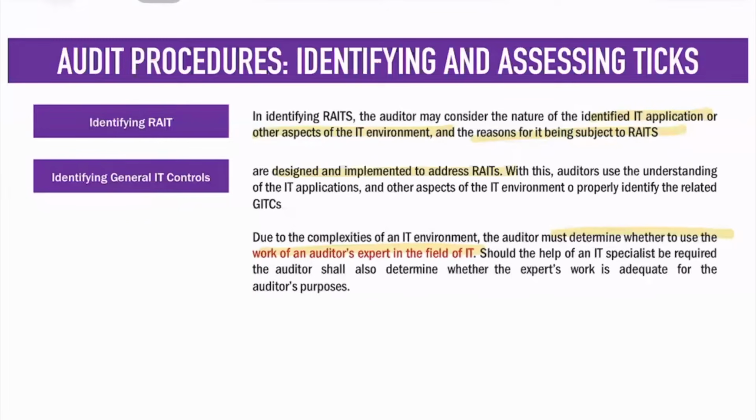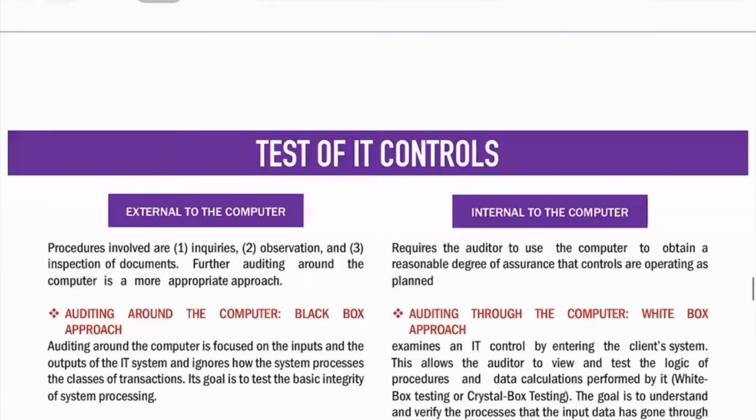But in making use of an expert, always remember what we need to determine here is whether the expert is competent, capable, and of course, objective. But take note, in using the work of an expert, always remember that you must agree in writing. You must agree in writing regarding the scope, the timing, the extent, the roles and responsibilities. Everything must be written. Now, let's look into the test of your IT controls.